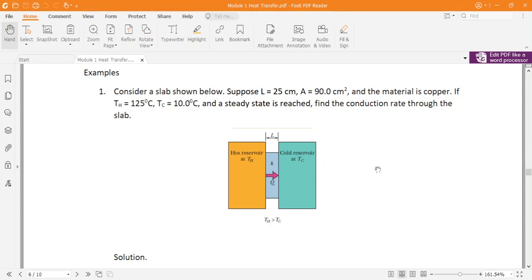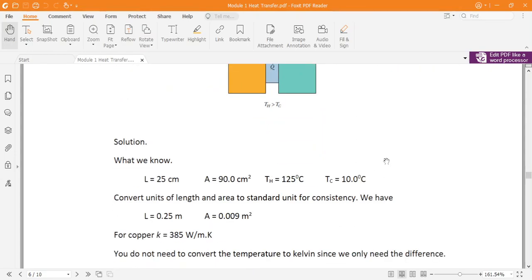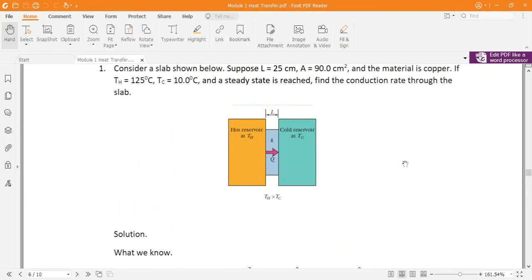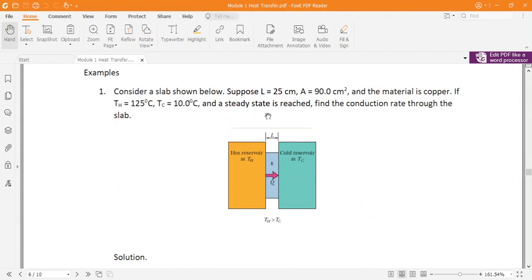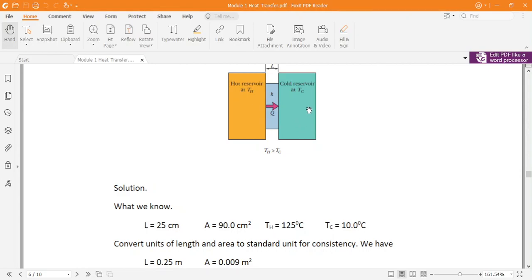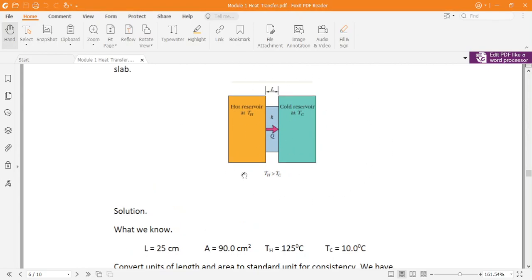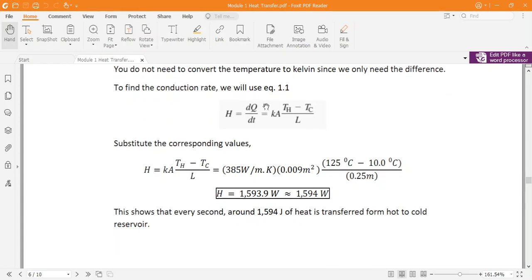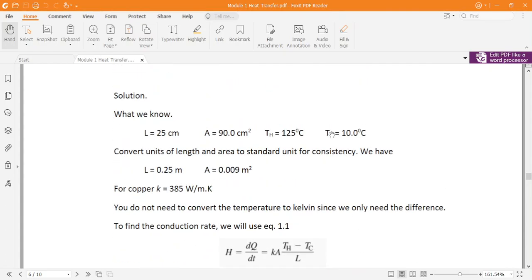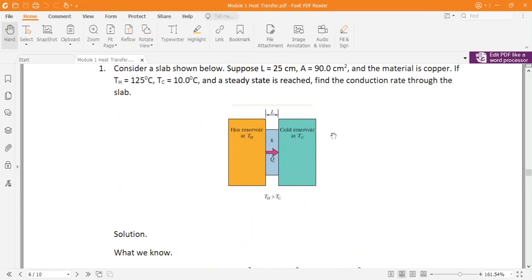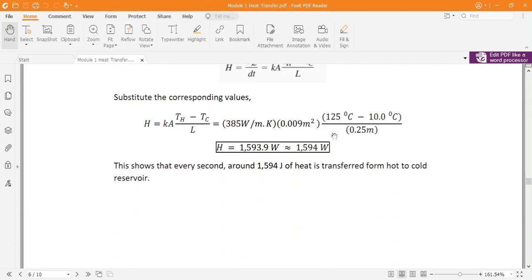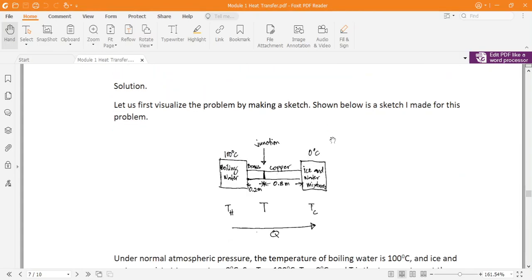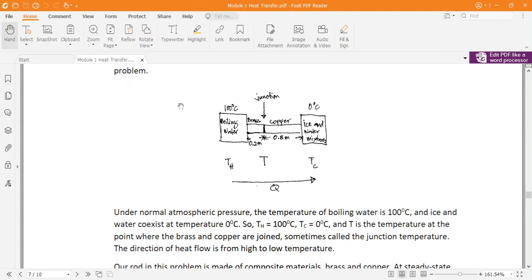I usually design or discuss the examples as if I'm discussing them verbally. So I put here the givens, such as the length, area, higher temperature, and lower temperature. Some of them already have a diagram. Then here we solve it. It is just substitution, easy because in number 1 the quantities are already given. Now, in number 2, you will notice there is no drawing for this problem, so I made a sketch. Please bear with our sketch.